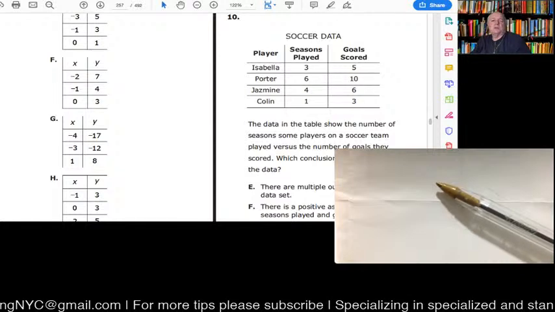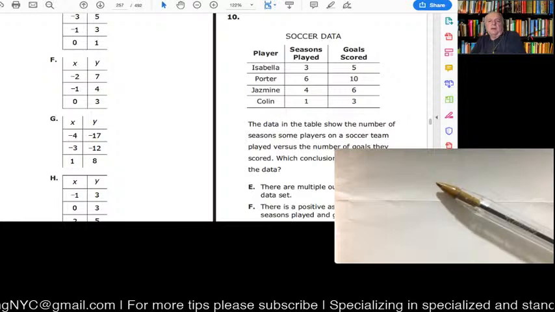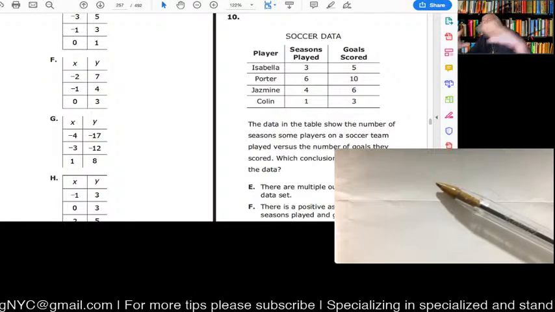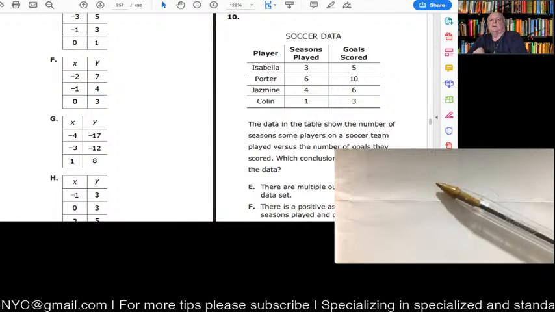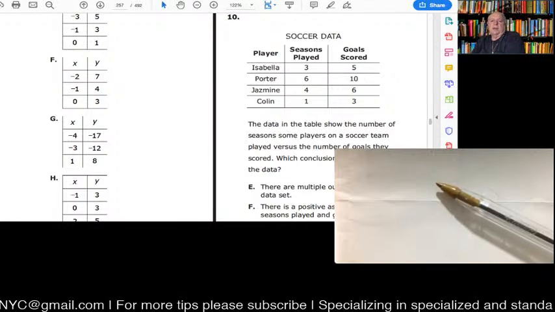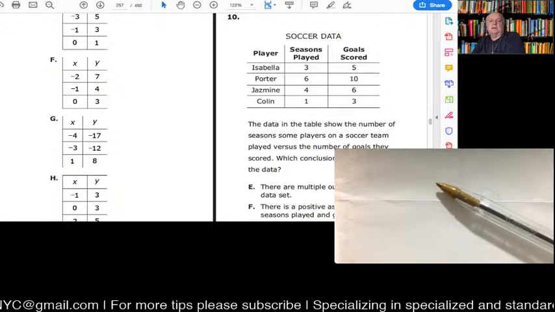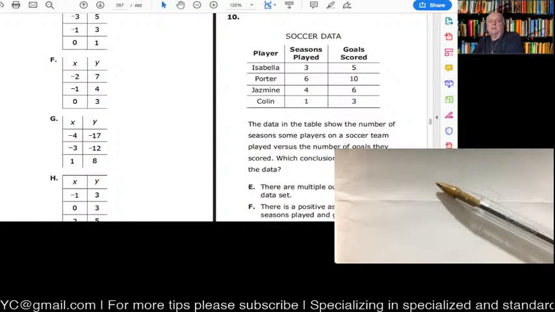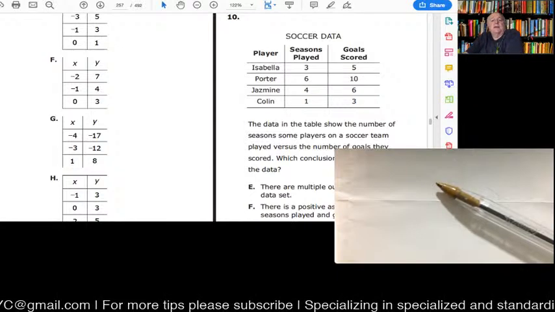All right, so we're up to question number 10. I'm looking at some soccer data. I told you guys I look at illustrations first. It turns out there's no narrative before this, so it just jumps into it. So we have 4 players, the number of seasons that they played soccer, the number of goals they scored, I guess, per season. And I don't know what it's going to ask us about this.